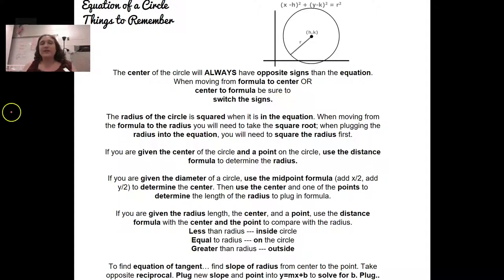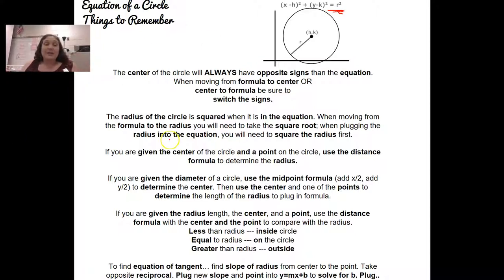Other things to know is that the radius is always squared in the equation. So if we're moving from the formula to the radius, we actually have to take the square root. If we're moving from the radius to the formula, we are going to square it. That is one of the ways they're going to trick you. They will most likely give you a question and not square the radius. So it's testing, do you know it? That's a consistent question that we saw in the EOC.